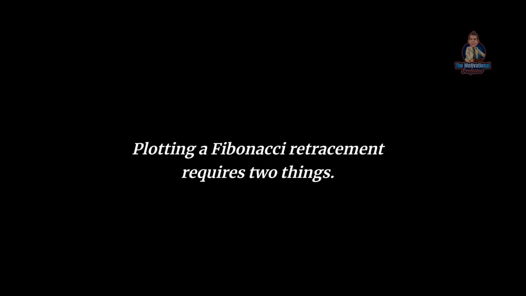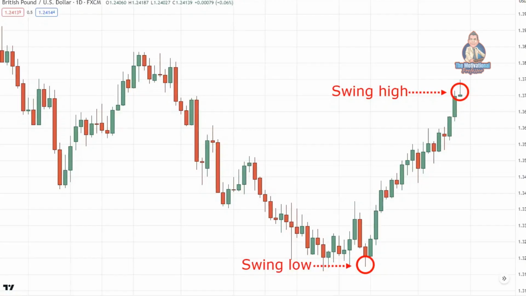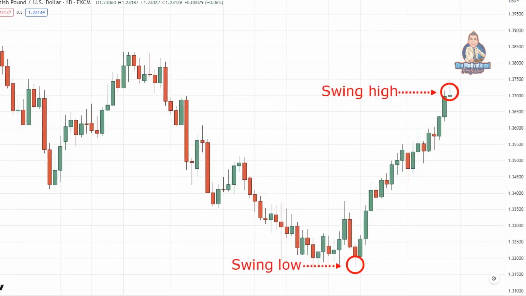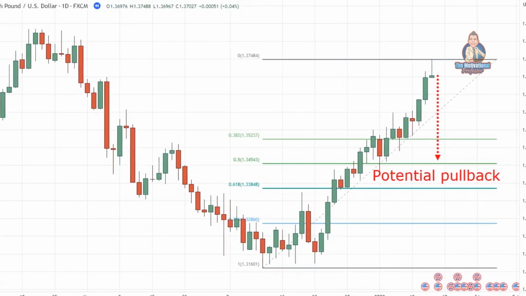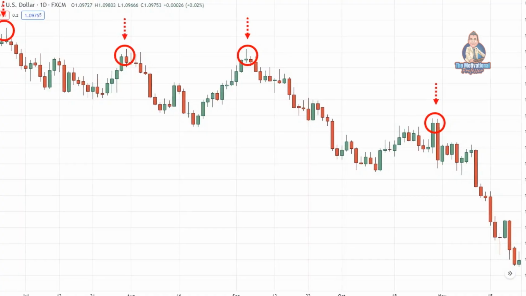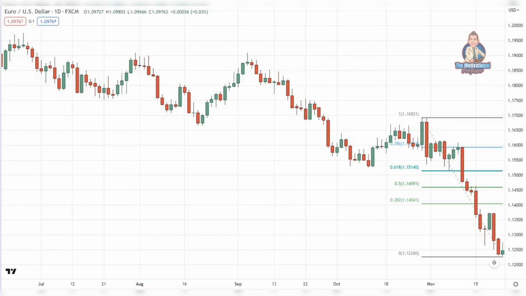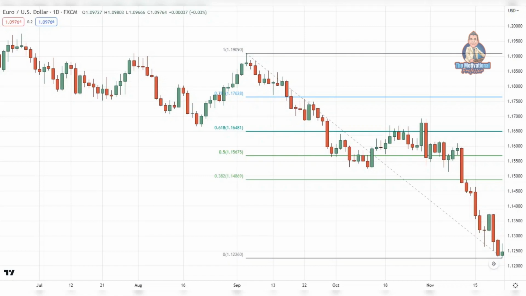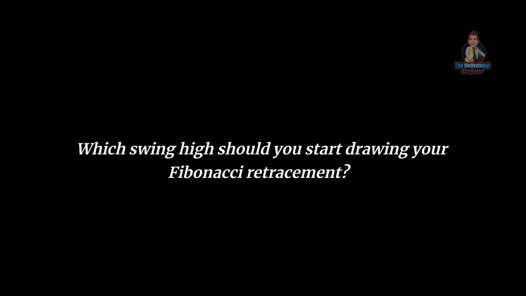Plotting a Fibonacci retracement requires two things: a swing high and a swing low. This is so you can determine how low the pullback can go. That makes sense, right? How about these swing highs? This is where things can get tricky, because many traders can get confused about whether or not they should plot their Fibonacci retracement like this, or like this. Which swing high should you start drawing your Fibonacci retracement?